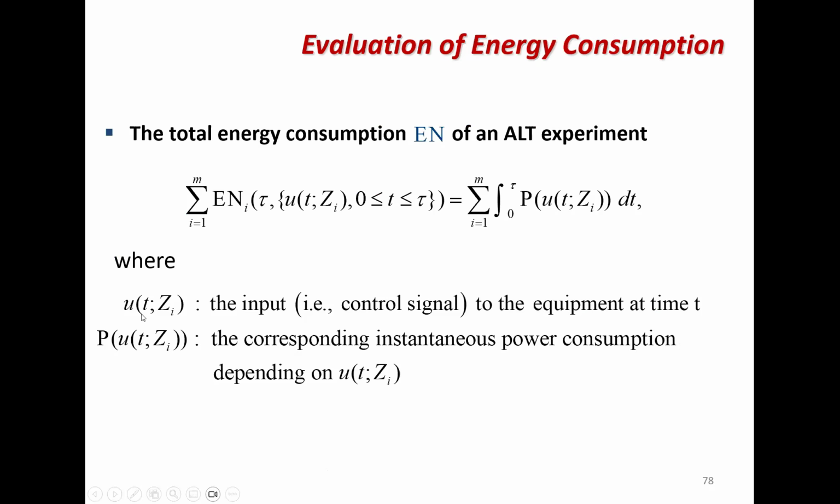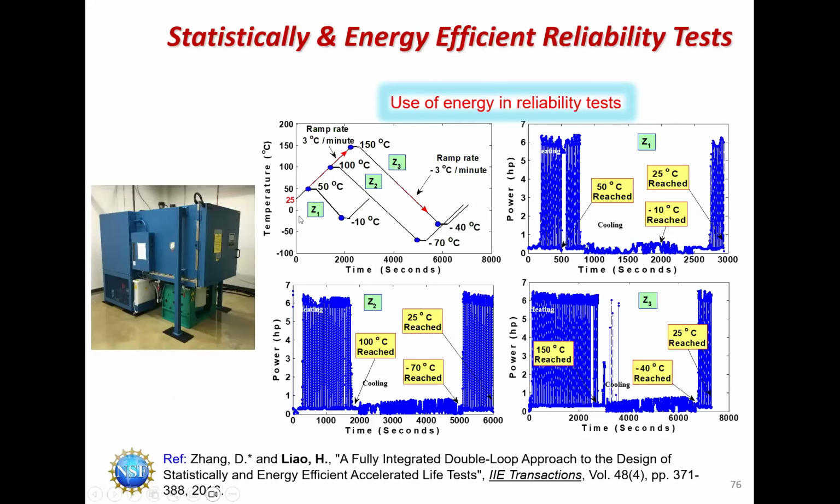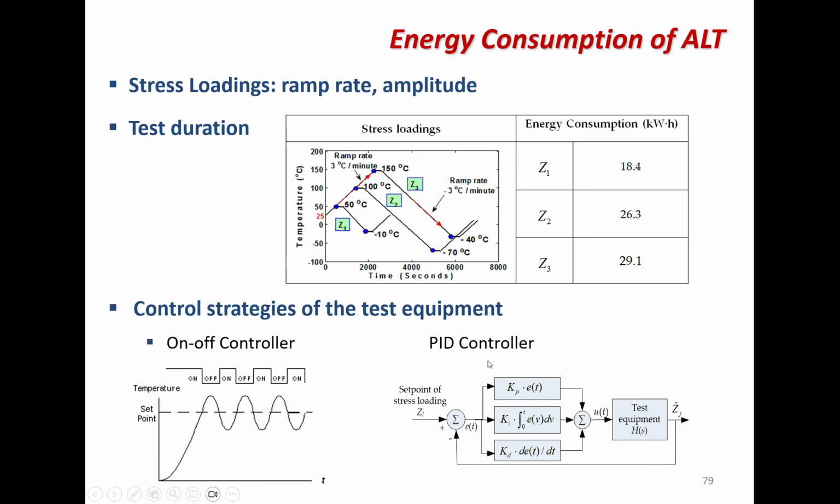Here I want to highlight one thing. U is the input or the control signal to the equipment at time t, and P represents the corresponding instantaneous power consumption depending on the control signal. Of course, the energy consumption of the testing equipment depends on how you apply stress loadings. You see here, I use three different stress loadings. Their energy consumptions are different, right? It also depends on how long the test will be. If the test is shorter, even though you apply the same stress loadings, the energy consumption will be smaller. It also depends on how you control the equipment.